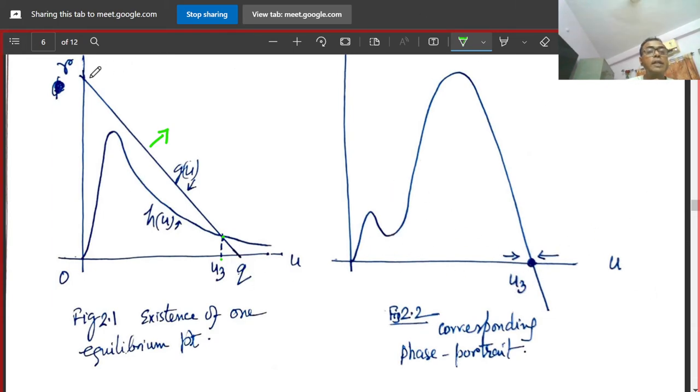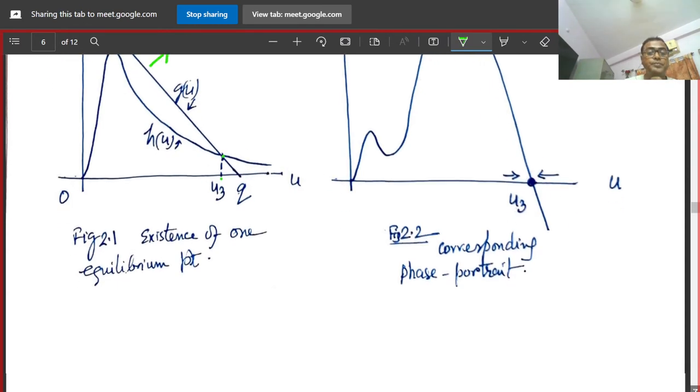When the straight line g(u) is moving away from the origin, it intersects the curve h(u) at only one point, and we draw the perpendicular to the u axis. So you get only one equilibrium point, u3. The corresponding phase portrait is given by this. So u3 is the stable equilibrium point.